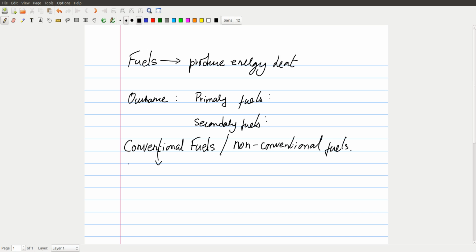We will only think about petrol, kerosene and things like that. So they are called conventional. That is, these are fuels that are present naturally on the earth's crust.